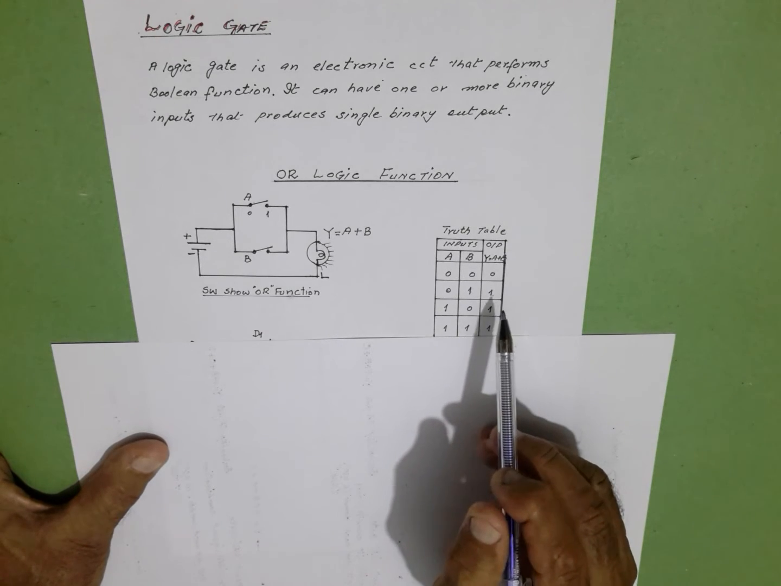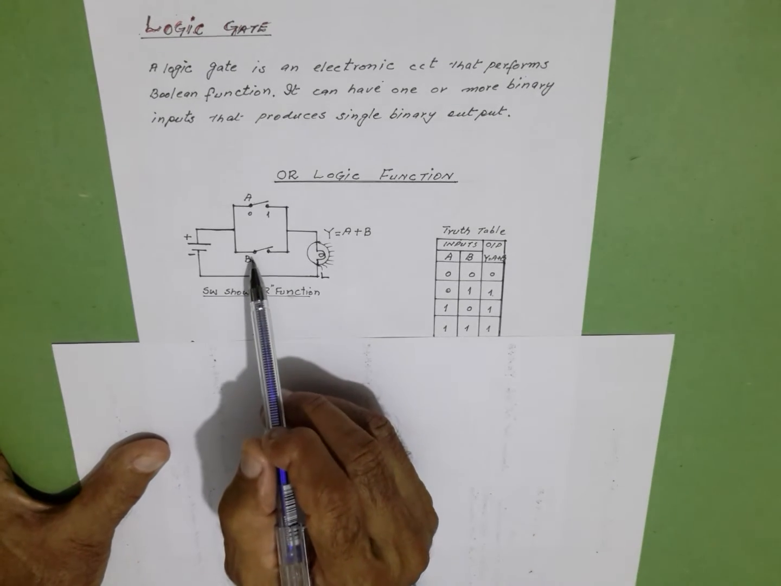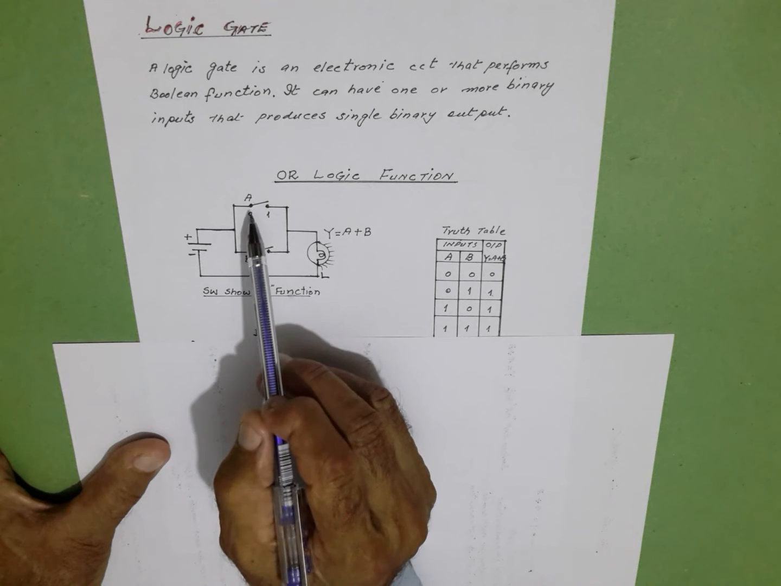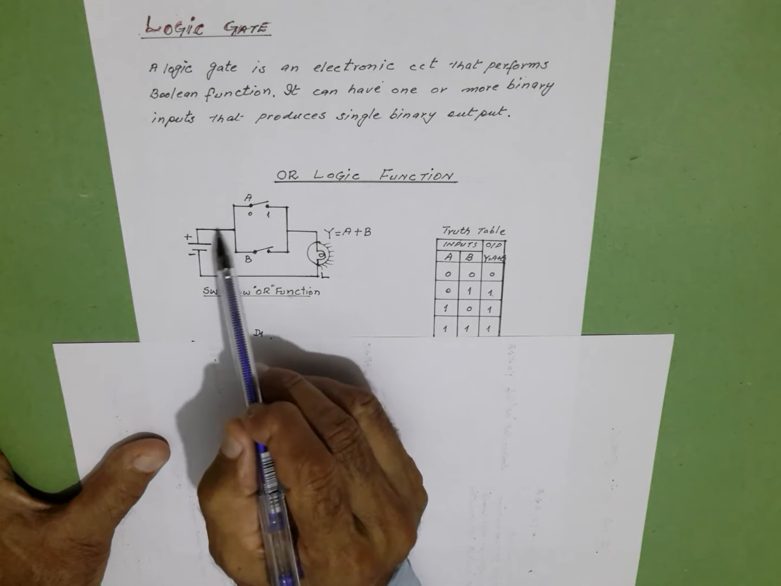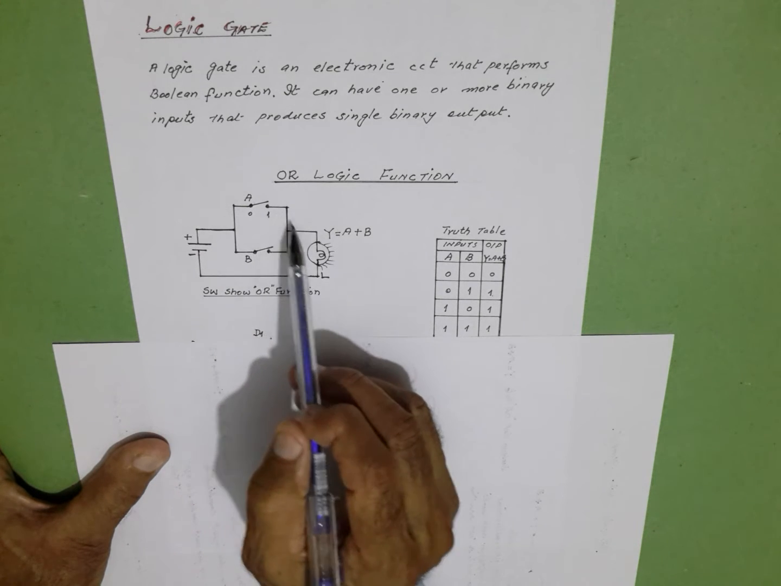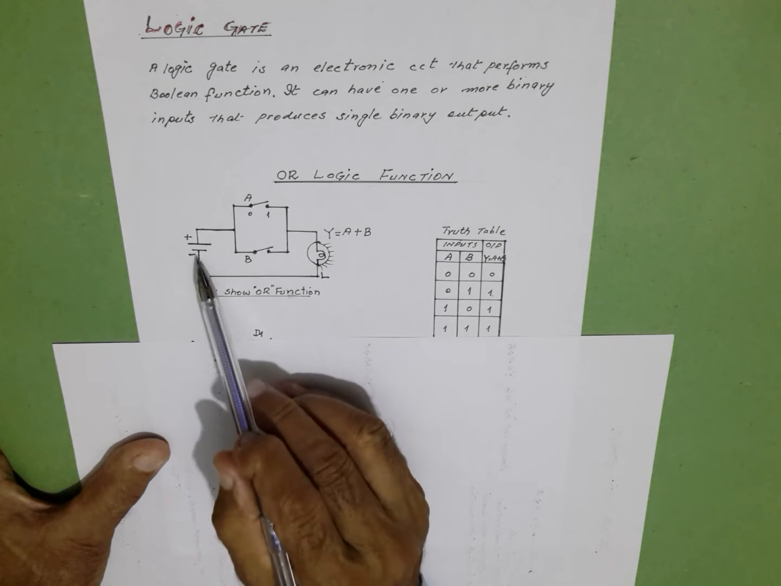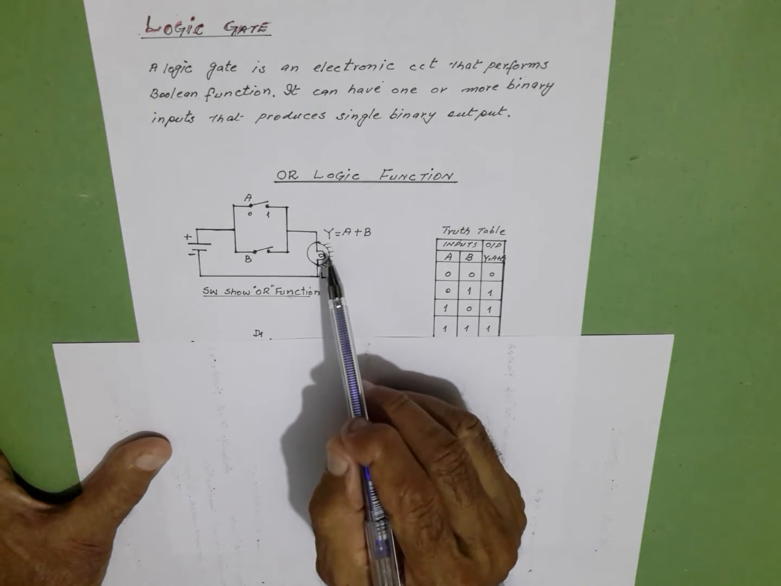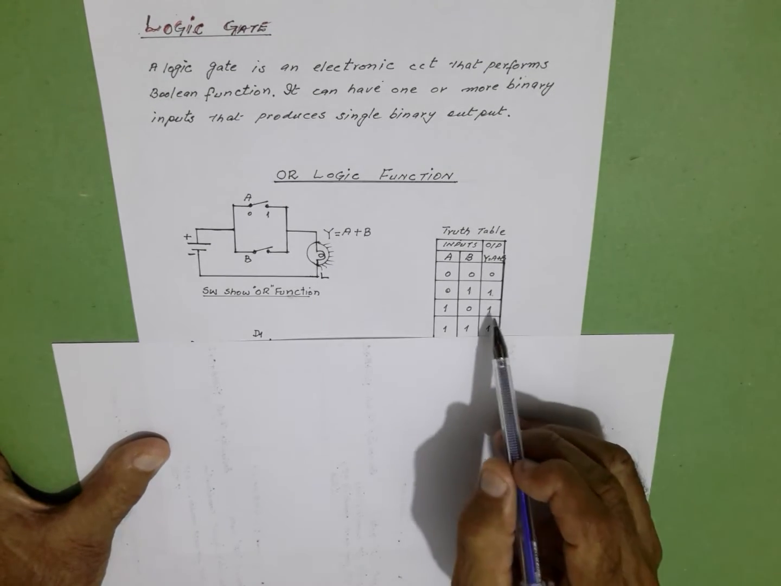For the third combination, when switch B is open and switch A is closed, the current can flow from here through switch A through the lamp back to the battery. The lamp will light and provide us the output 1.